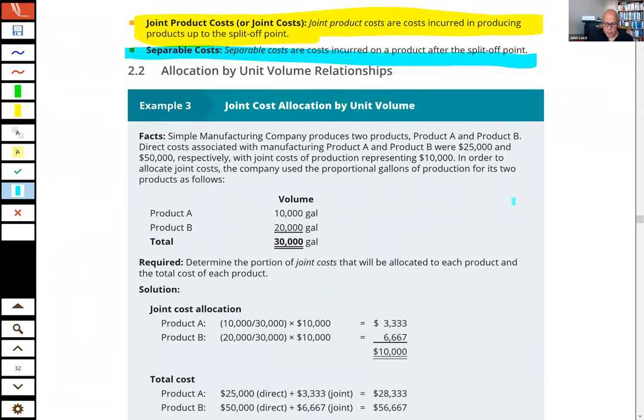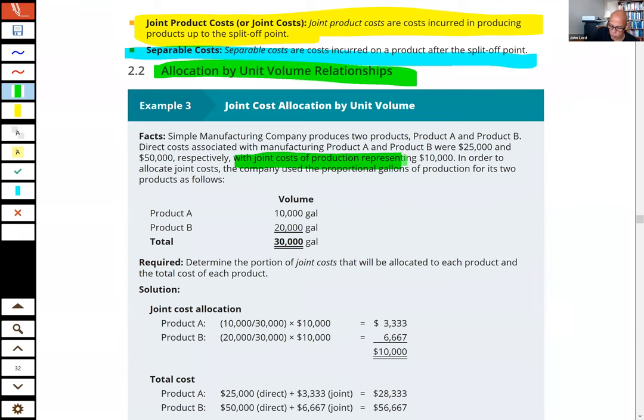Now, as we try to allocate those joint costs, we're going to allocate them using three different methods. We could use the unit volume, we can use sales value at split off, or if there is no sales value at split off, we can use net realizable value at split off to allocate these joint costs. Now, when you see a problem like this, they will always call out the joint cost, okay? And what I always tell CPA candidates is pull that number out first. You've got to pull that number out because that's the number that you're going to allocate between the two products.